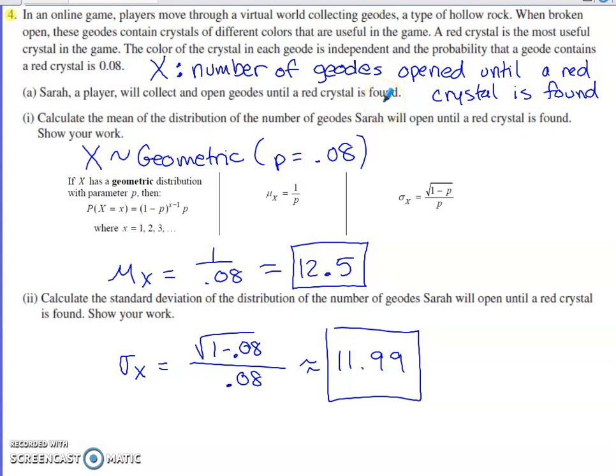crystal is found. Now, because we are looking at independent events when we open the geodes, and the probability of getting a red crystal is fixed at 0.08, and we're trying to measure the number of trials until Sarah gets a red crystal, this is going to follow a geometric distribution with a probability of a red crystal being 0.08, and we're asked in part A to figure out the mean of the distribution of the number of geodes she's going to need to open until a red crystal is found.